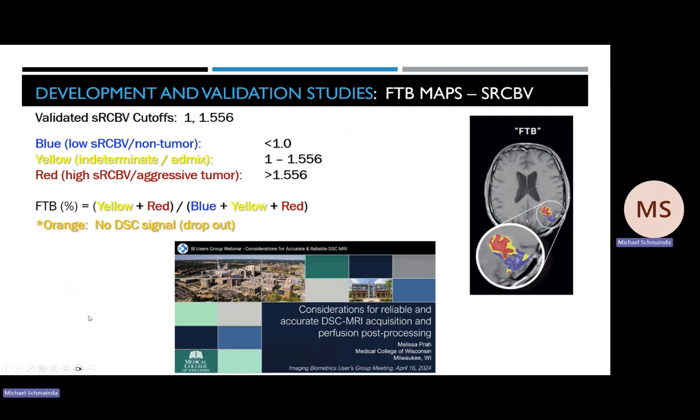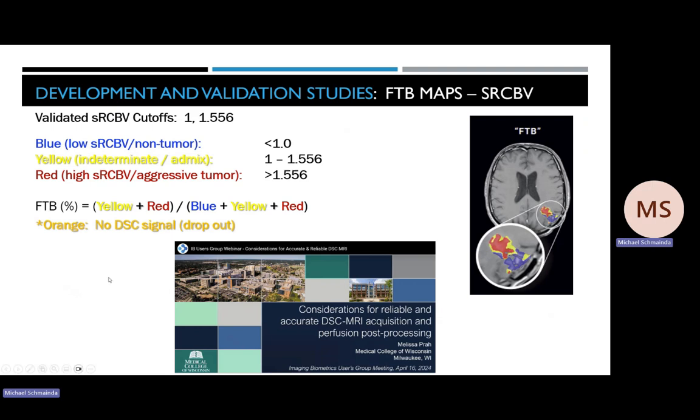So the cutoffs that we have built into a standard package are 1 and 1.556. We do not dictate which cutoff thresholds you choose to use, but in this case, the blue corresponds to SRCBV values less than 1.0. Red is above 1.556, and this yellow region is an indeterminate area consisting of maybe a mixture of both. So the key is that because these are quantitative, you don't change these values over time, and you can see how these volumes are responding, are changing over time, and whether the patient is responding to treatment or not.